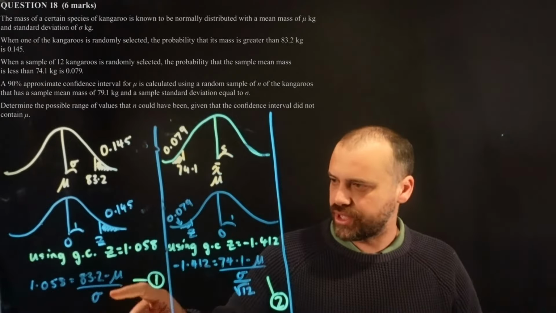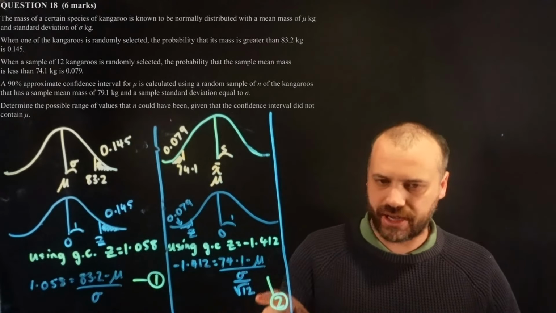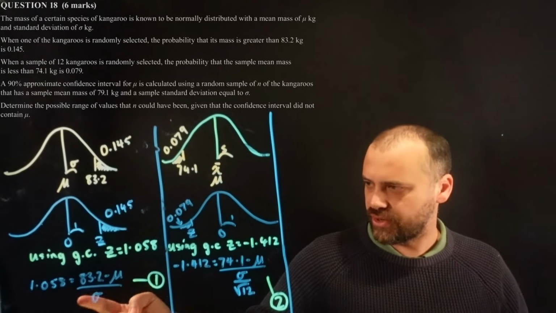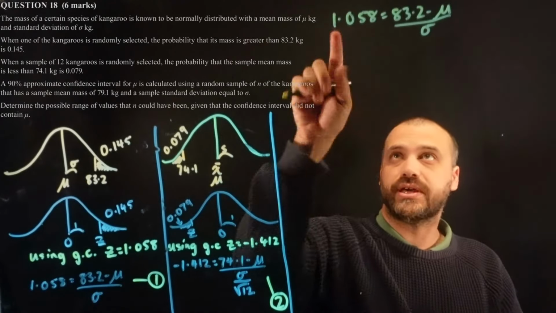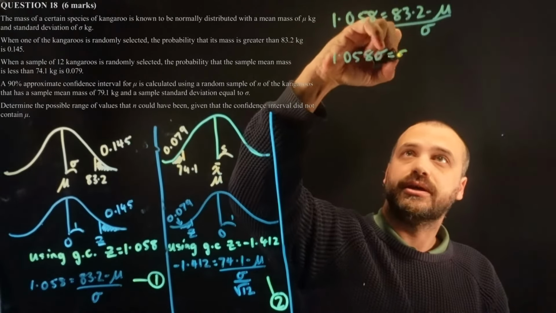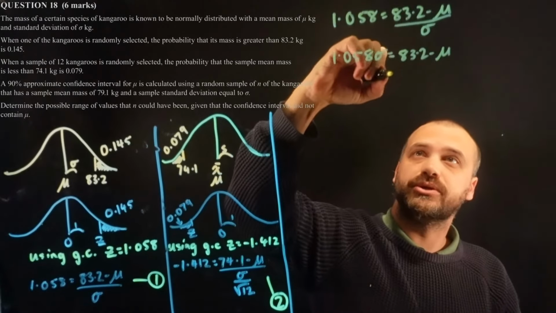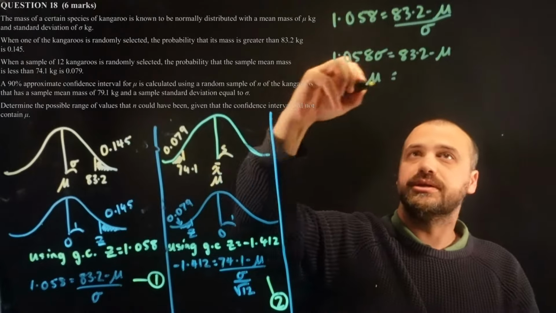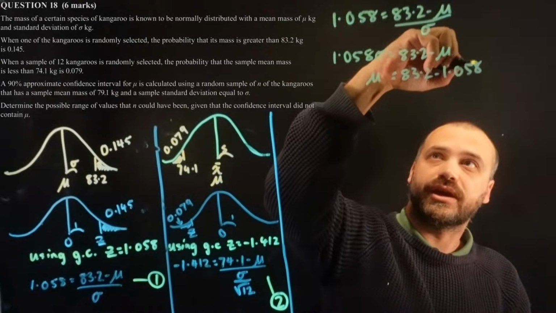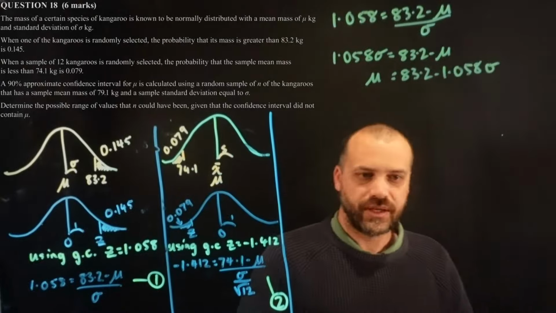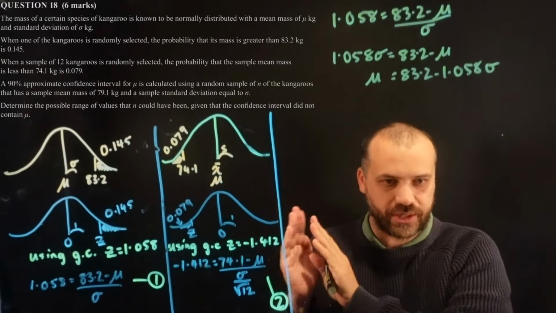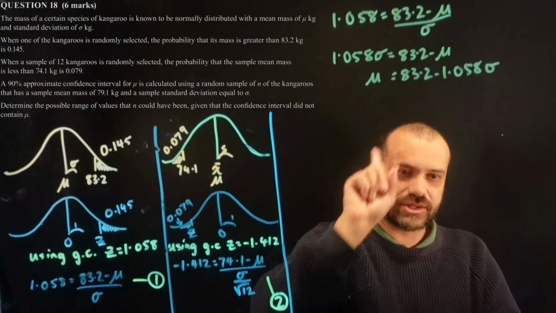I think maybe I just need to rearrange this one a little bit and rearrange this one a little bit to get there. But we'll sort of do that as an aside. So very quickly, I'm going to rearrange that one. All right, so that's going to be equal to 1.058 sigma equals 83.2 minus mu. And that means that mu is equal to 83.2 minus 1.058 sigma. This is a good equation because we've got our mu on one side. So let's hold on to this as equation 1.